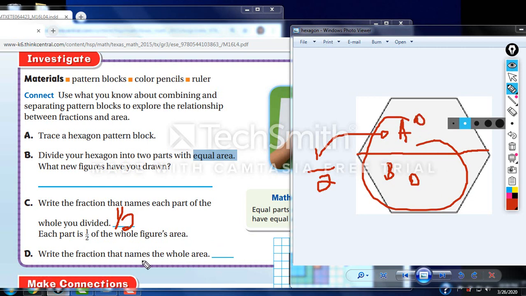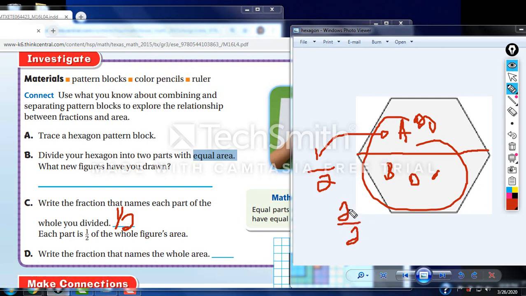Write the fraction that names the whole area. Now, when I'm looking at the whole, how many do I have? Well, I know I start off with 2. And how many halves do I have? Well, I have 1, 2.